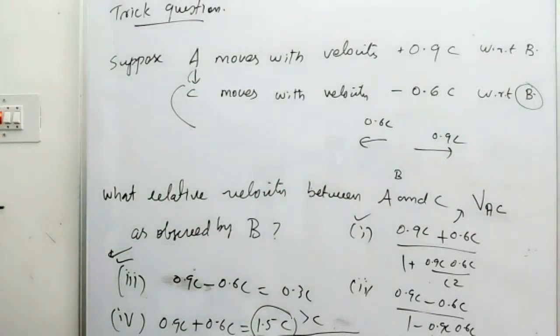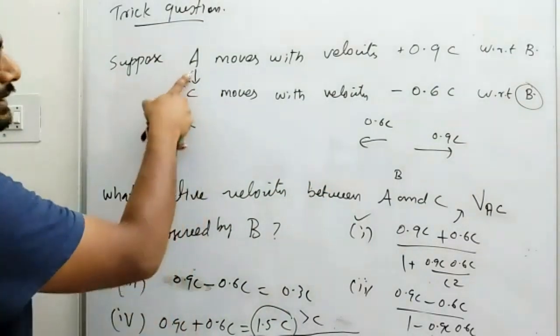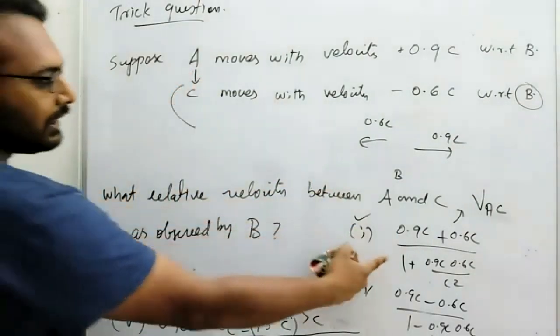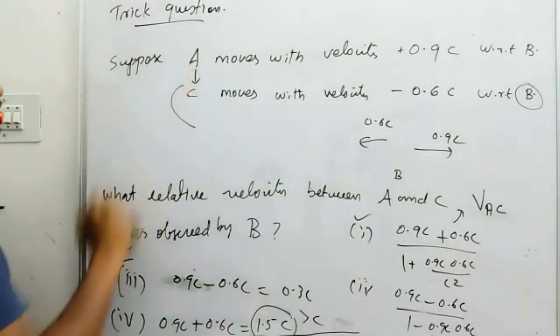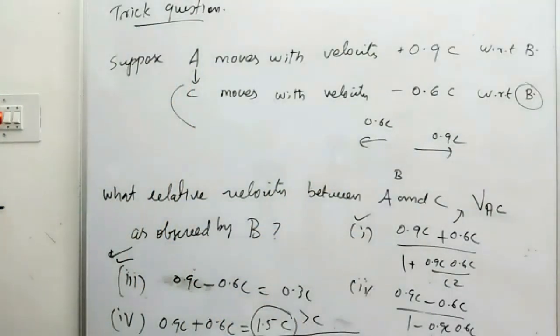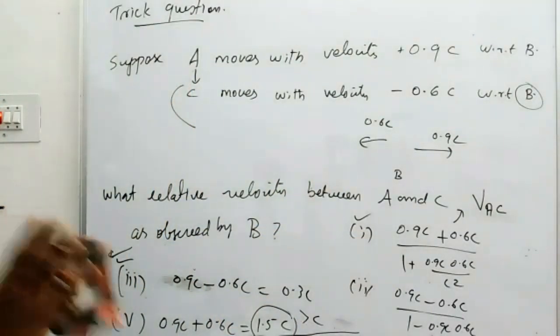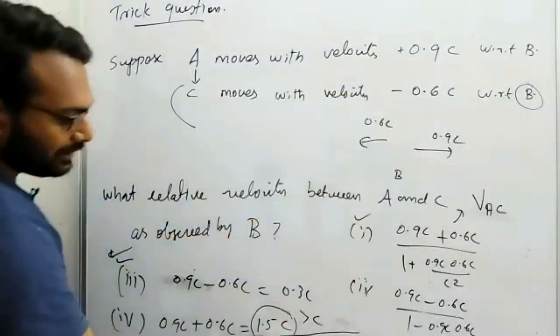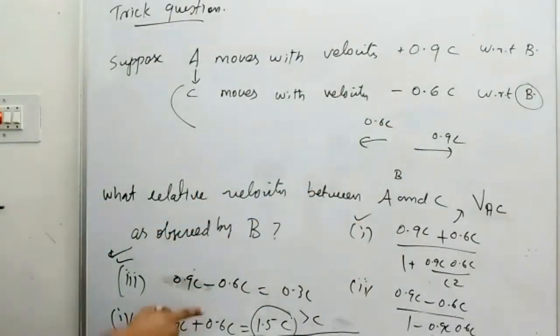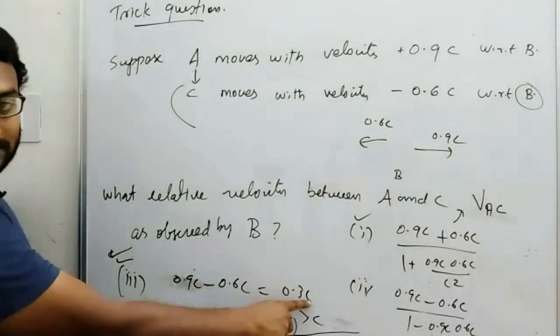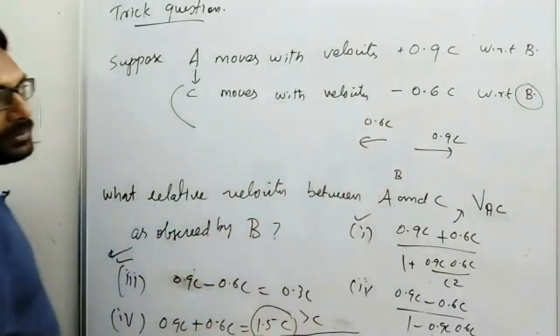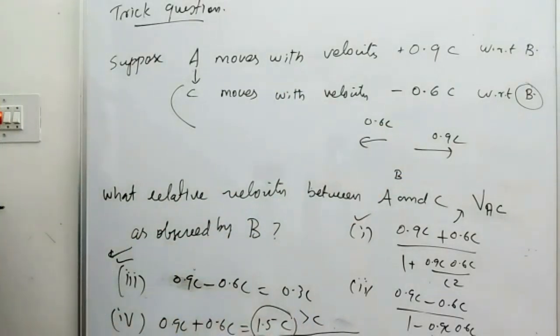You just have to add the velocities, and it can be greater than C. You have to remember this. In such a situation, you use the velocity addition formula only if you need to find the velocity of A with respect to C. If you are asked the relative velocity with respect to something else, then this is the answer. If they are moving in the same direction, it would be 0.3 C. But I said that they are moving in the opposite direction, so you just have to add them up. Is this clear?